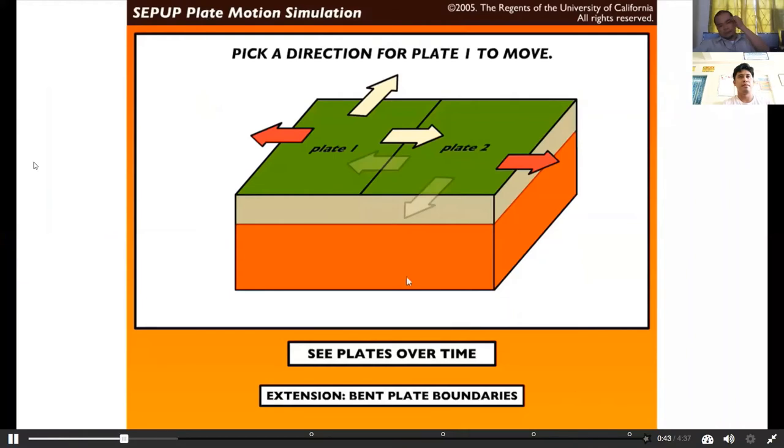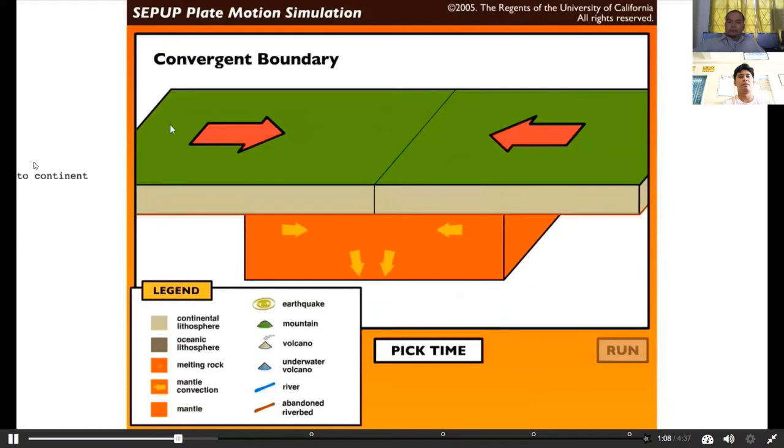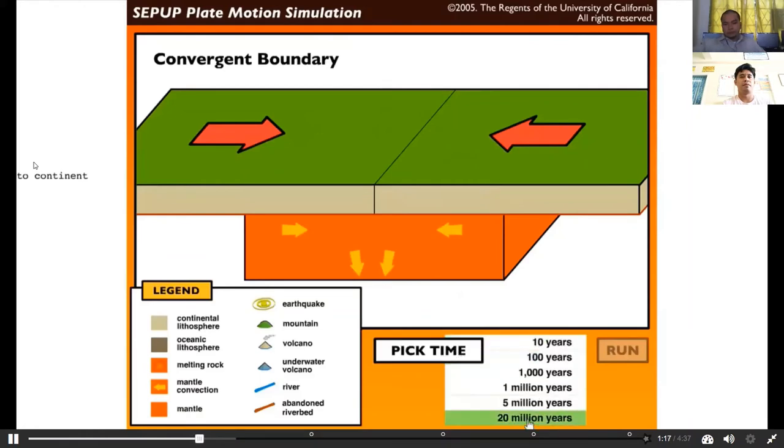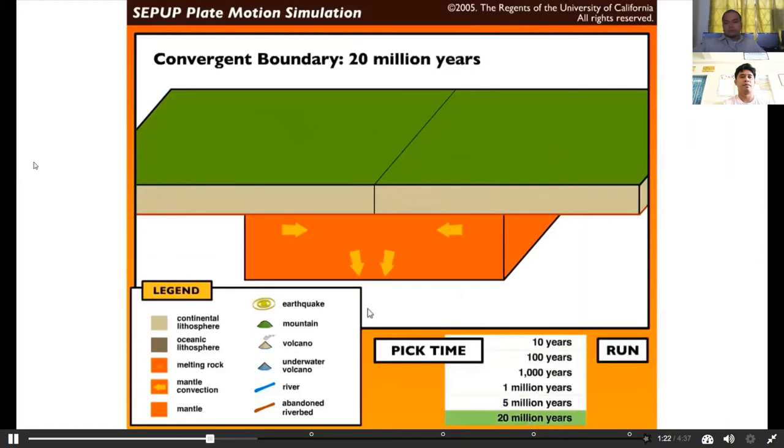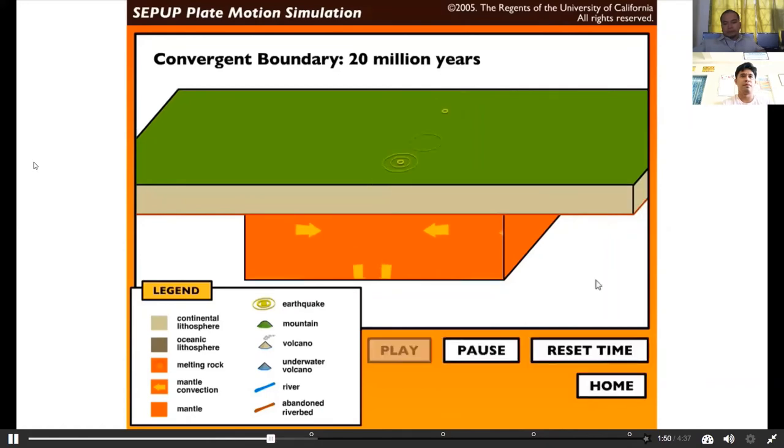So I have here plate motion simulations. Basically, what we're going to do is just move around the simulations and observe what will happen. Let us pick a direction for plate one to move. Let's choose, say, convergent. So this is how the convergent boundary looks like. Then let's pick a time. So this is a time lapse for 20 million years. On the right portion, we have legends here: earthquake, mountain, volcano. So what do you think will be formed or will happen if there's a convergent boundary? Okay, any idea? Let's just click run and observe.